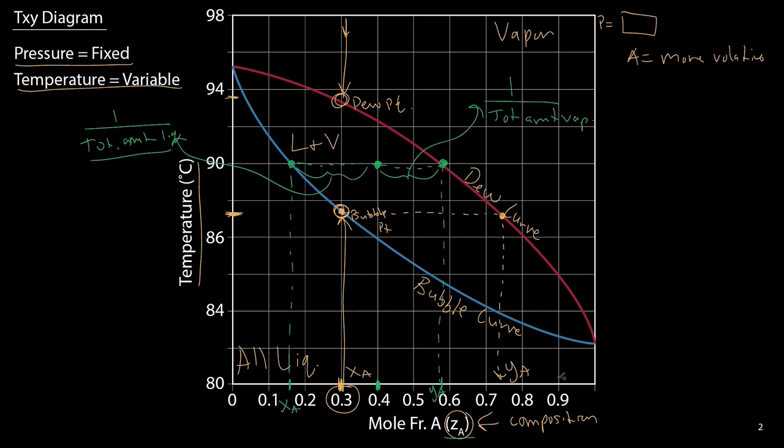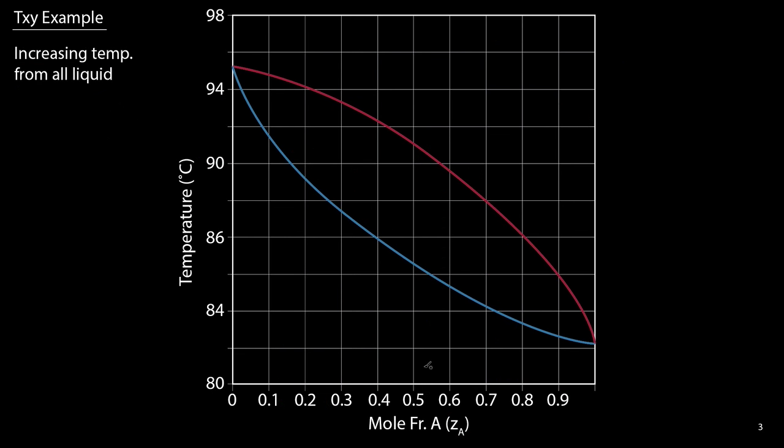Now conversely, if we were to go to a different system, let's say 90% A, and at the dew curve, we could read off the composition of XA, and we would see that we'd have 100% vapor over here because we would have the system conditions basically falling exactly on the dew curve. So we'll look at this a different way, going through an example.